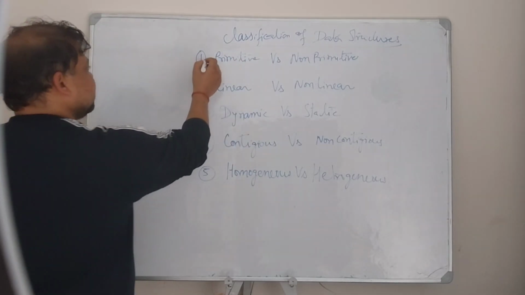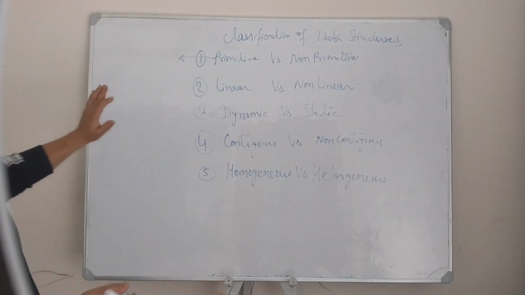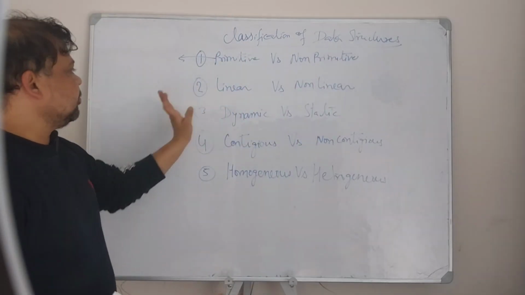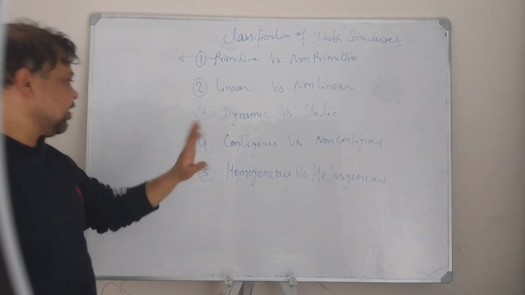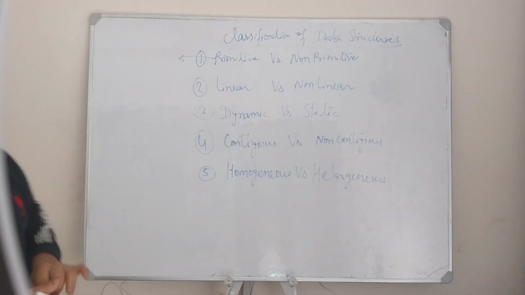In case of primitive, I am trying to list on the left-hand side, and I'll classify the things for the primitive. On the right-hand side, I'll classify for the non-primitive. In a similar manner, I'll do it for linear, non-linear, dynamic, static, contiguous, non-contiguous, homogeneous, and heterogeneous.